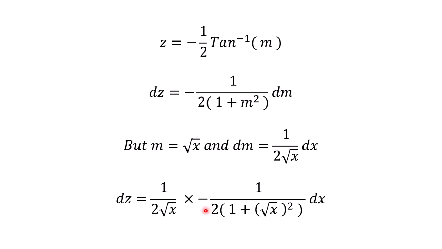Now here, these two will cancel out with this and be left with x, and then 2 by this one will give us 4, and then the square root also here. So we're gonna get dz over dx will be equal to minus 1 over 4 root x into bracket 1 plus x.